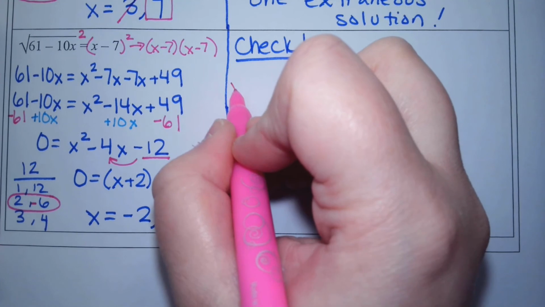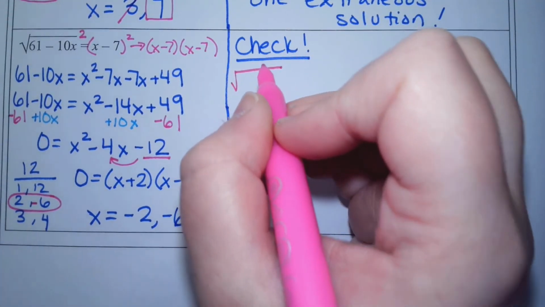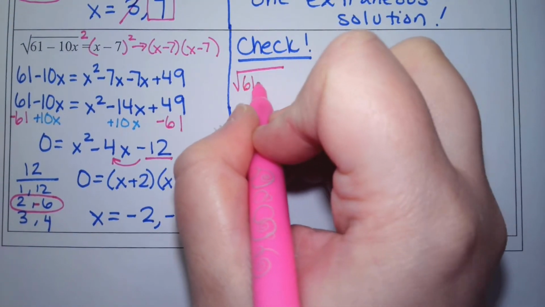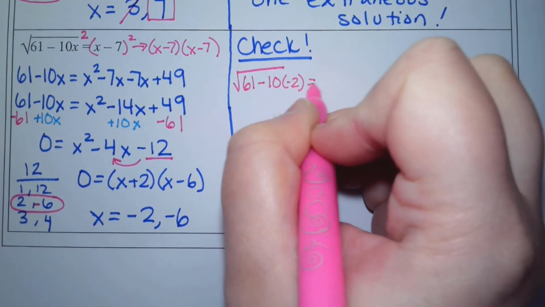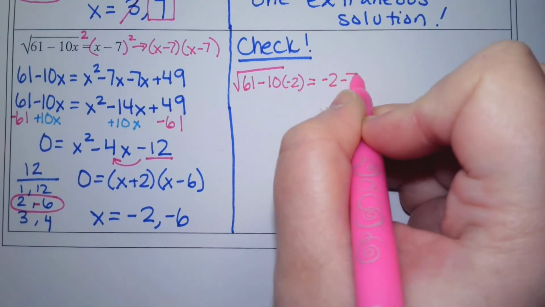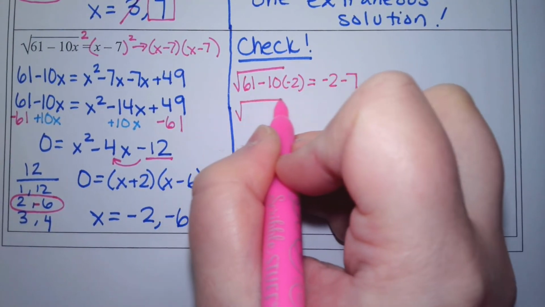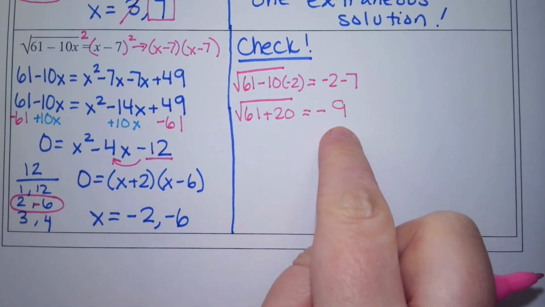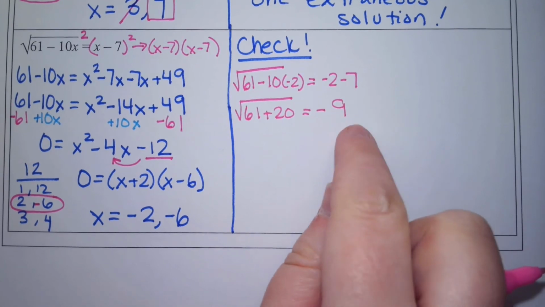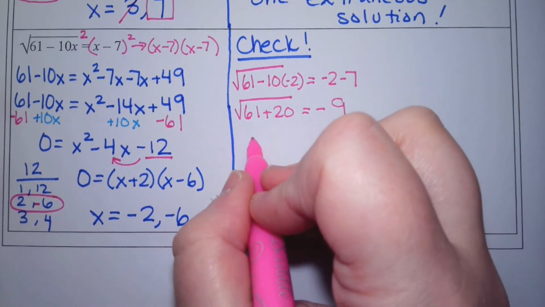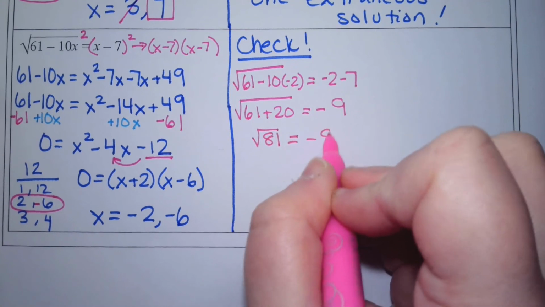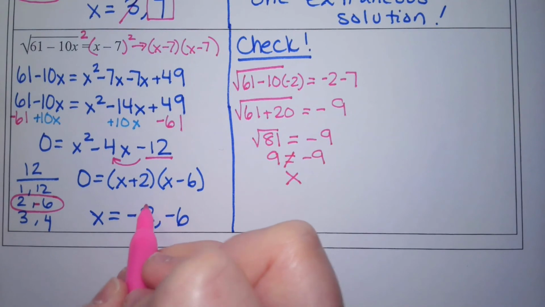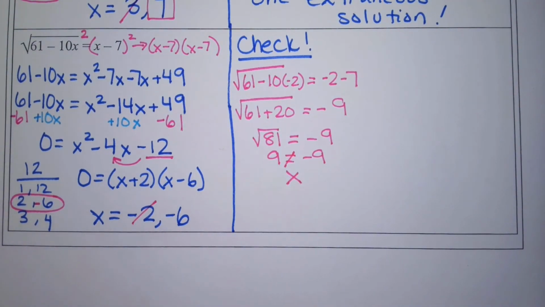So we have square root. Sorry about the bell, guys. Fifth period just ended. So square root of 61 minus 10 times negative 2 is equal to negative 2 minus 7. So 61 plus 20 is equal to negative 9. I'm already going to tell you, because we have it equal to a negative, this is going to fail. But let's just continue it anyway. The square root of 81 is equal to negative 9. 9 equals negative 9. It fails. So negative 2 fails.